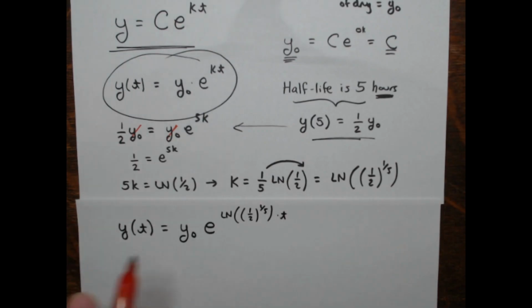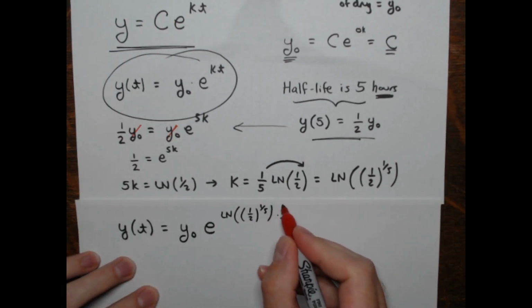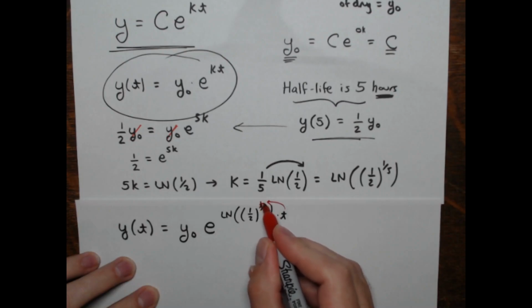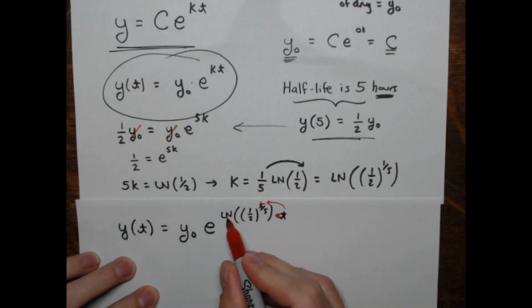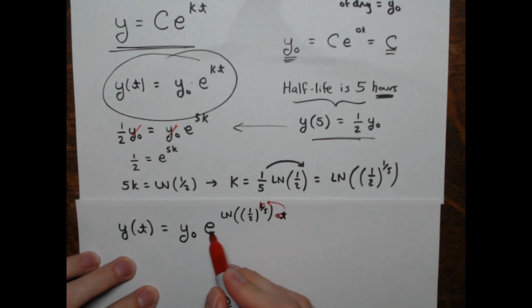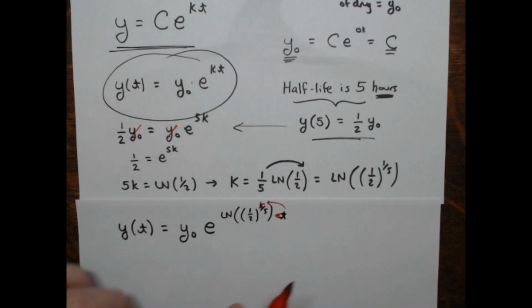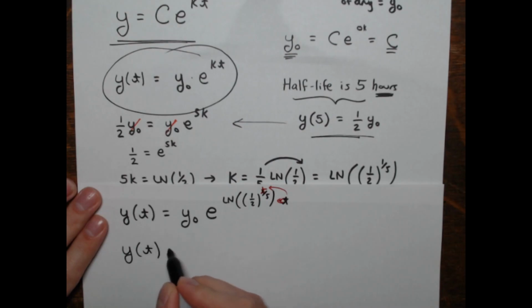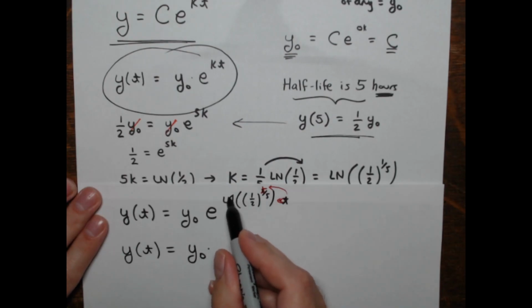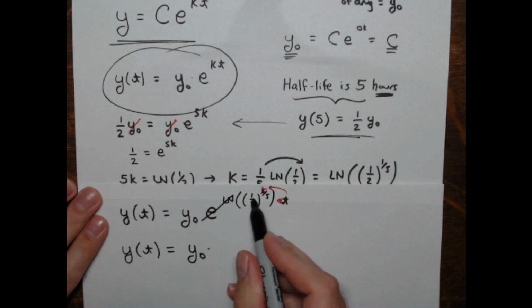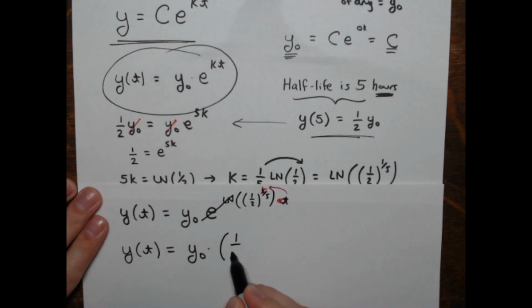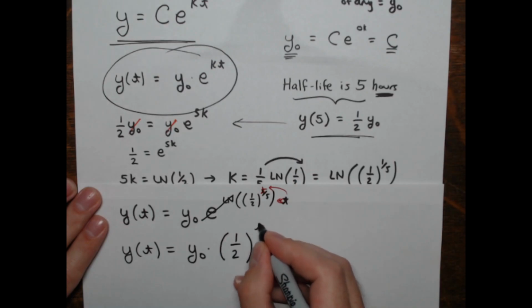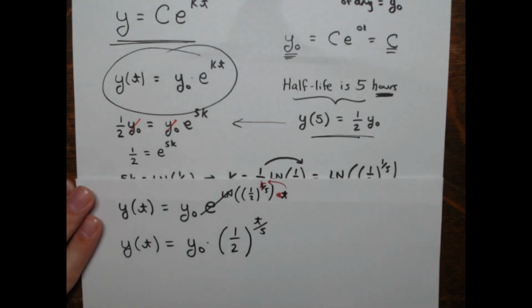And I can then do the same thing with t. When you multiply a log by some number, you can put that number inside as a power, and that becomes the natural log of a half to the t over 5, and then e to the natural log of something undoes each other. All right, so now we have this. Y of t equals y sub 0 times, and then, e and natural log inverse each other, and then you have just 1/2 to the t over 5 power.